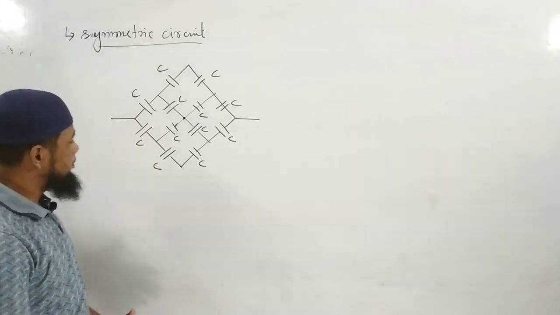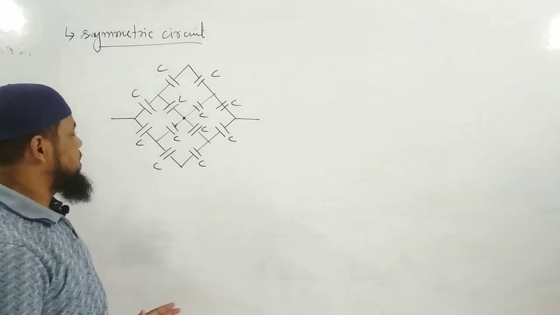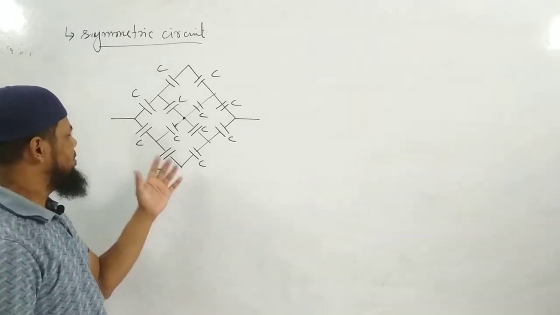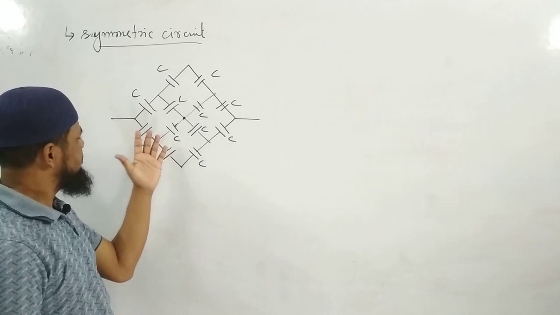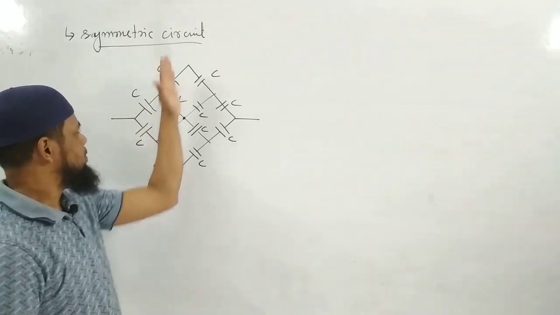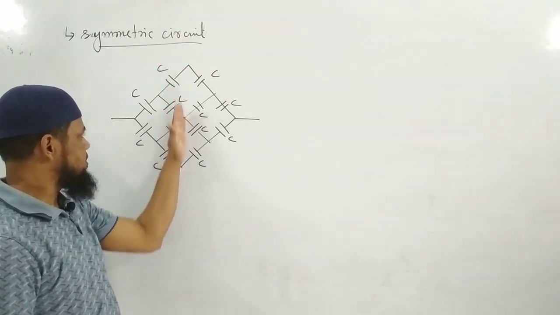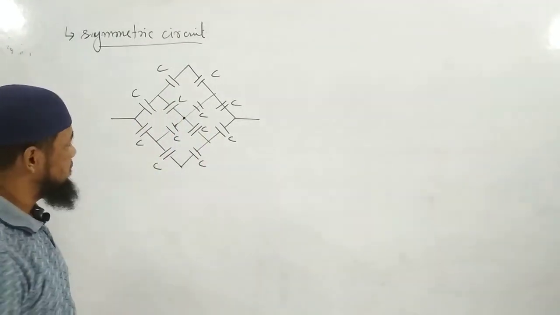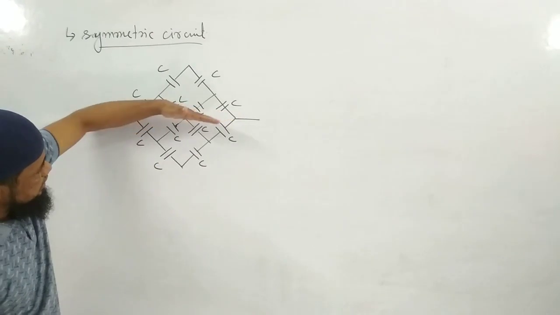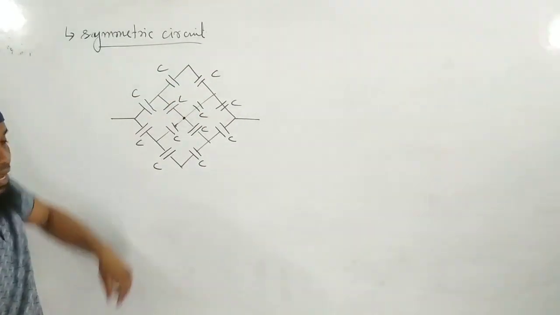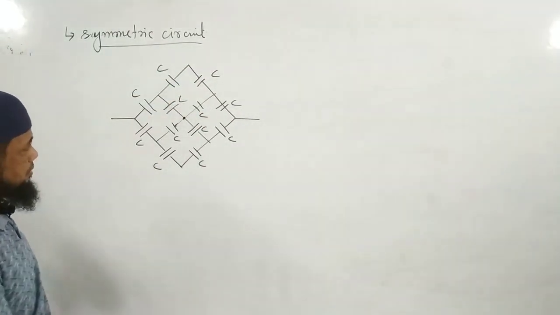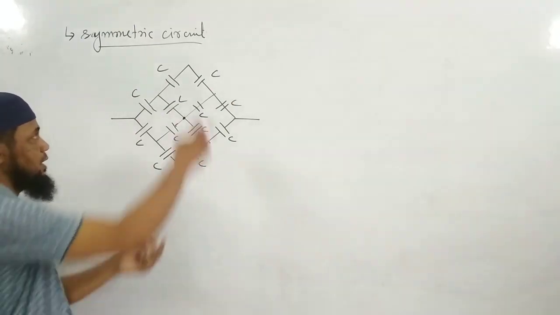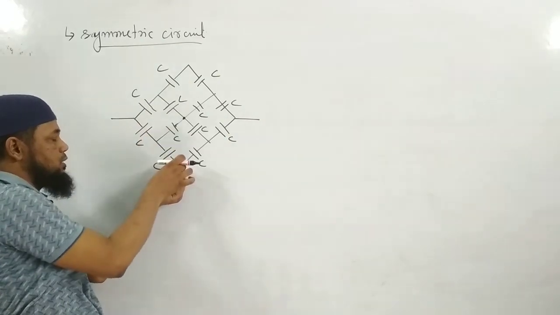In this one, there are two types of symmetry: vertical symmetry and horizontal symmetry. Anyway, let me show you one method. If you divide this circuit vertically, then the left side and right side are completely identical. If you divide it horizontally, the upper side and lower side are completely identical. Identical means exactly the same. Some people call it a folding symmetry, meaning you fold it and join it.